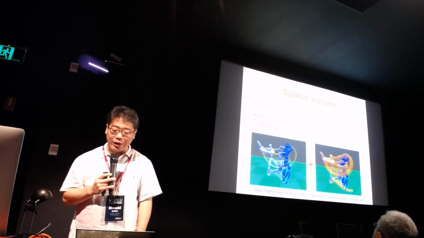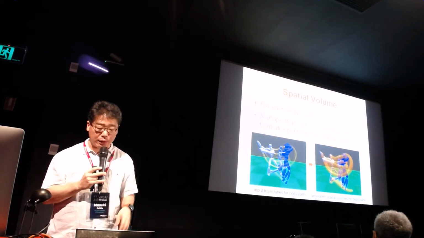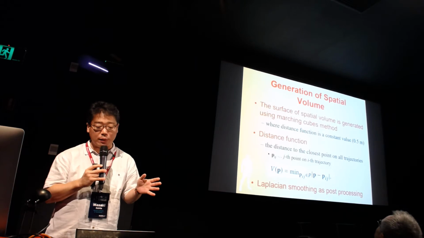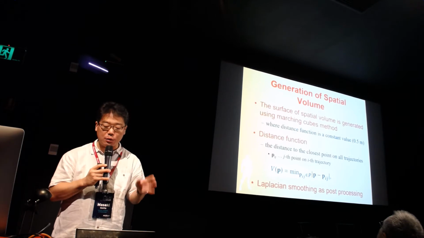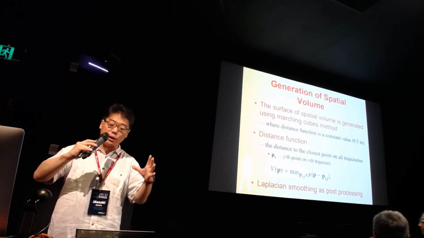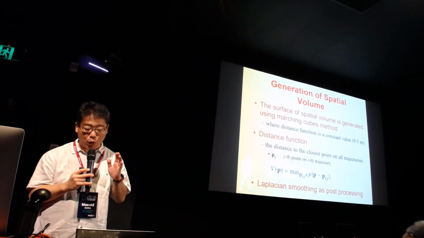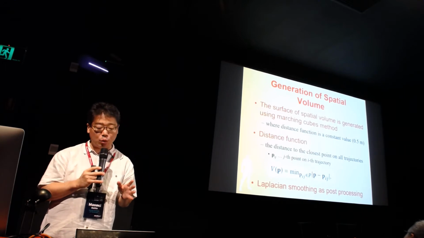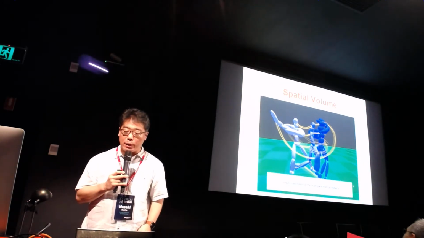As a spatial volume for each body part, a shape that contains the trajectory of all input motions is generated. The surface of the spatial volume is generated using the marching cubes method, where the distance function is a constant value. And for the distance function, we use the distance to the closest sampling point on all the trajectories. This way, the surface that contains all trajectories with a certain margin is generated. Because the trajectories are represented by a series of sampling points, the generated surface may become bumpy, so we apply Laplacian smoothing as post-processing. This is an example of spatial volume generation.